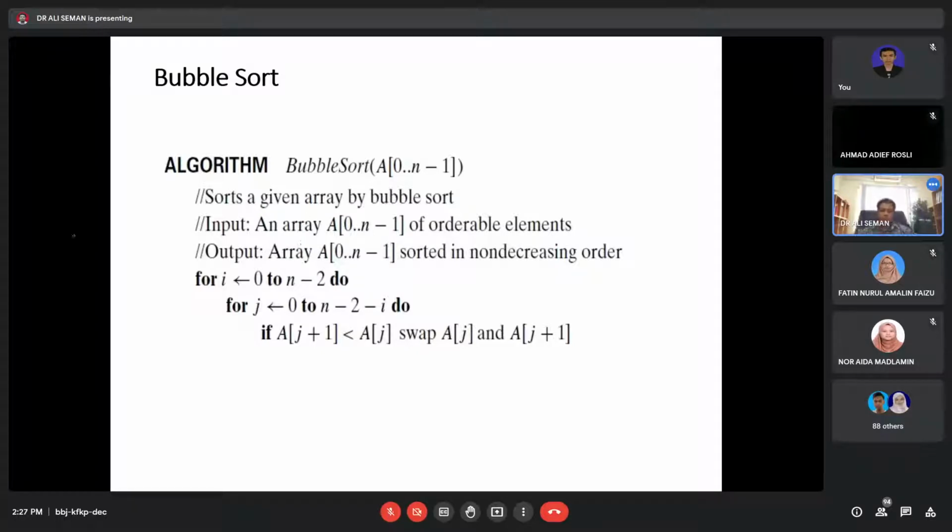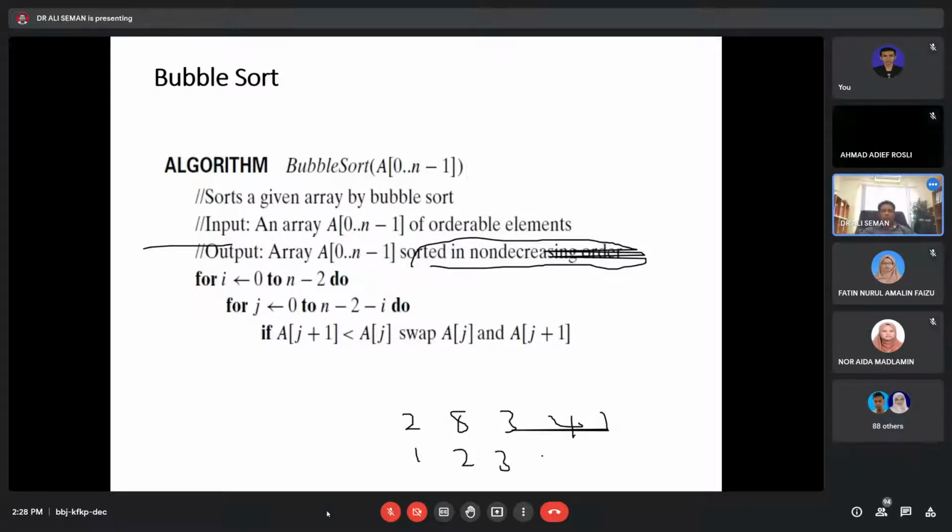Non-decreasing order, the Q here, non-decreasing order. What is the difference between non-decreasing order and ascending order? Non-decreasing order is ascending order, but more precise, basically, we use non-decreasing order. Let's say we have the list like this: 2, 8, 3, 4, 1. When we put it in ascending order, it becomes 1, 2, 3, 4, 8.